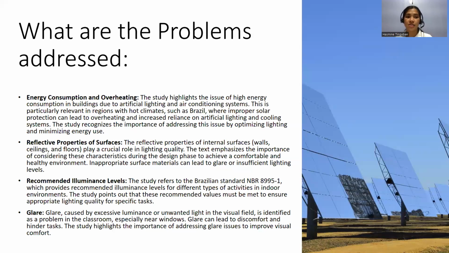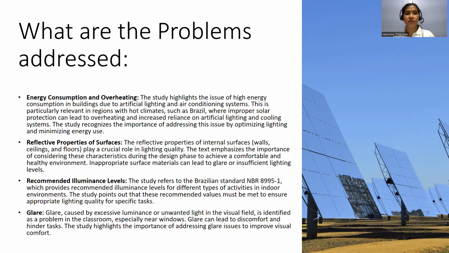What are the problems addressed? Energy consumption and overheating. The study highlights the issue of high energy consumption in buildings due to artificial lighting and air conditioning systems. This is particularly relevant in regions with hot climates, such as Brazil, that was mentioned in this study, where improper solar protection can lead to overheating and increased reliance on artificial lighting and cooling systems. The study recognizes the importance of addressing this issue by optimizing lighting and minimizing energy use.